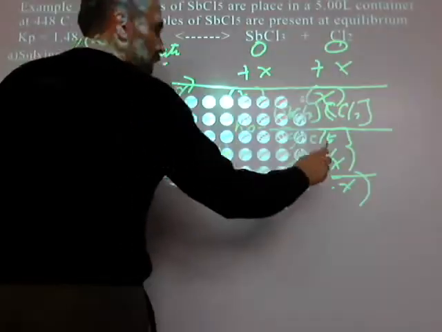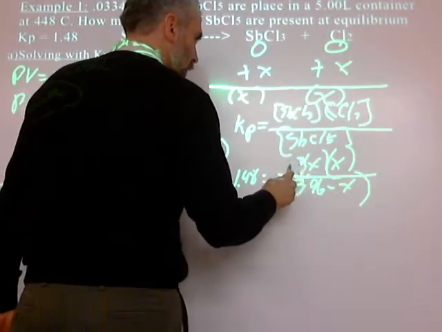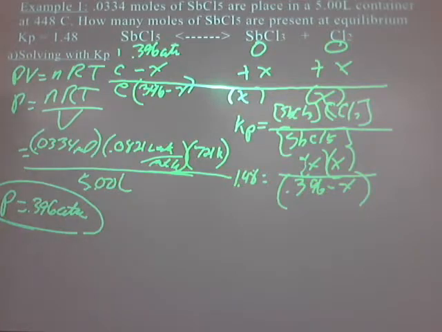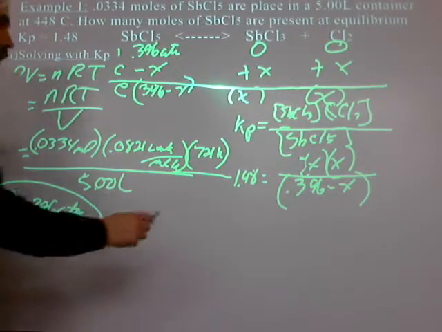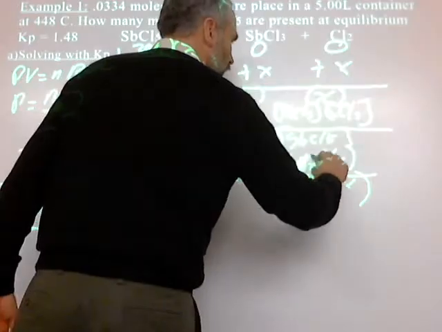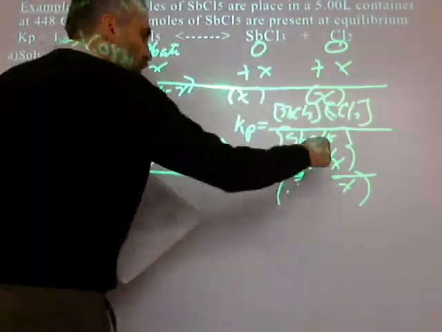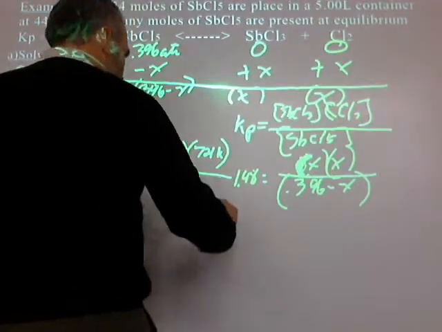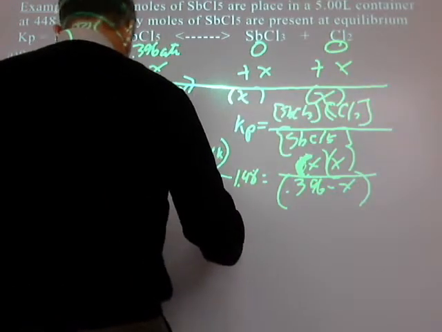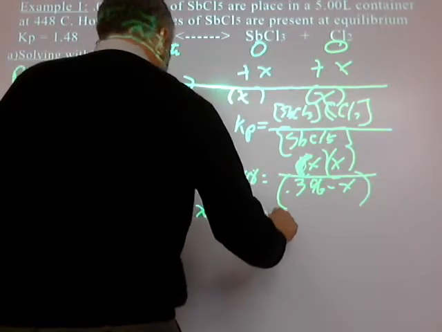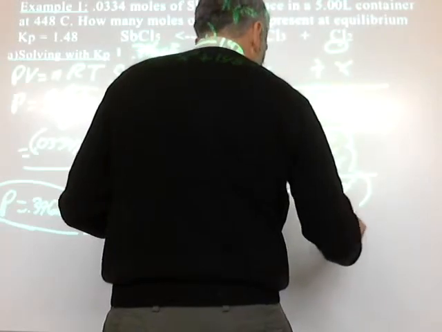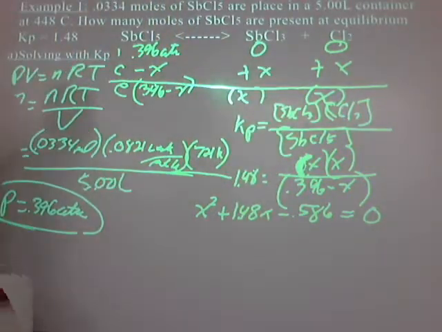Okay. 1.48. X times X, that's just a parenthesis there. I have it worked out. X times X is X squared. Cross multiply, distribute that across, and here's what you get: X squared plus 1.48X minus 0.586 equals 0.